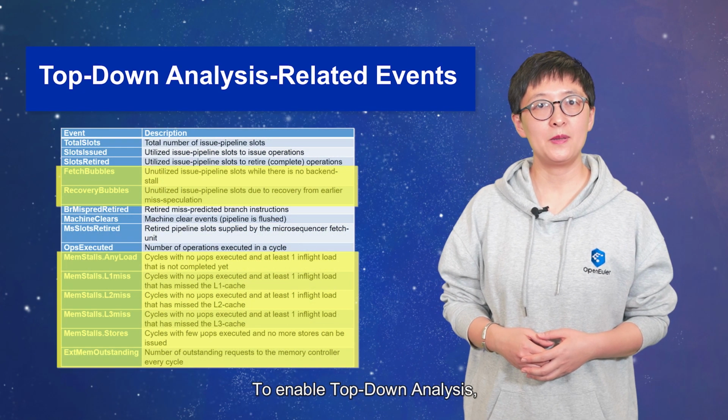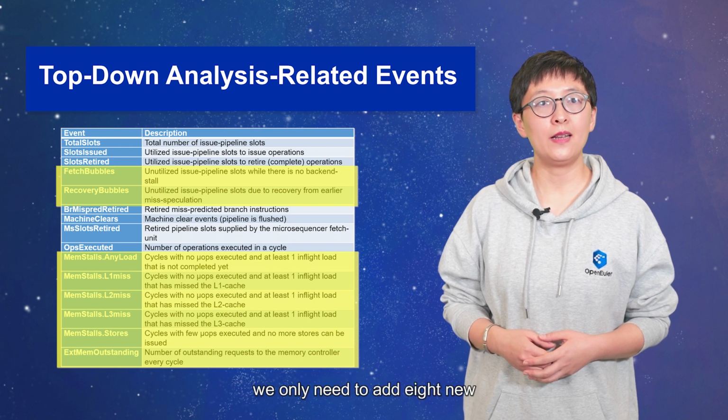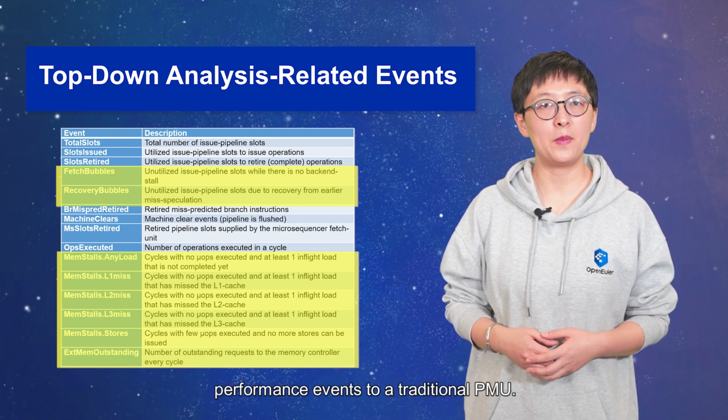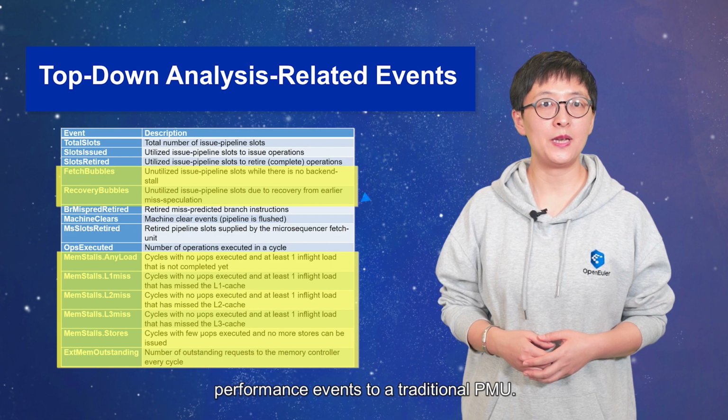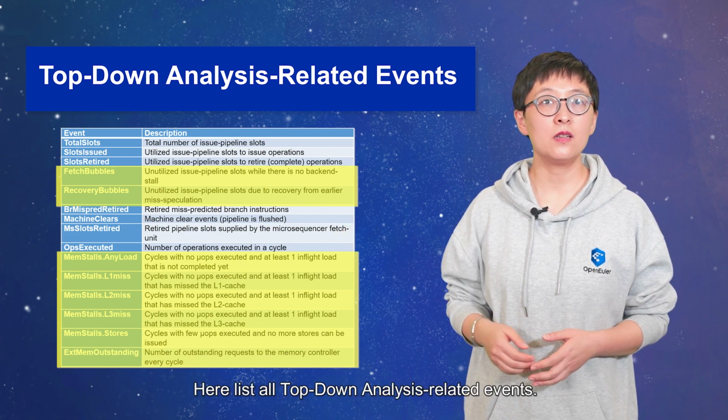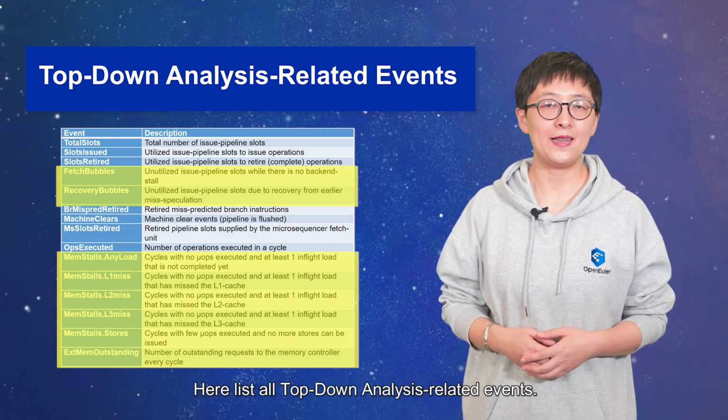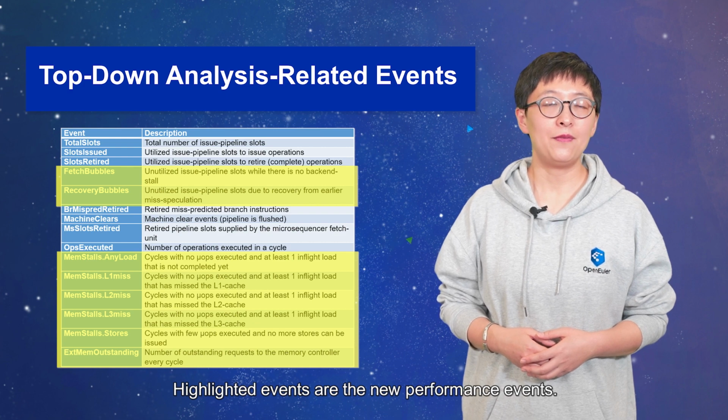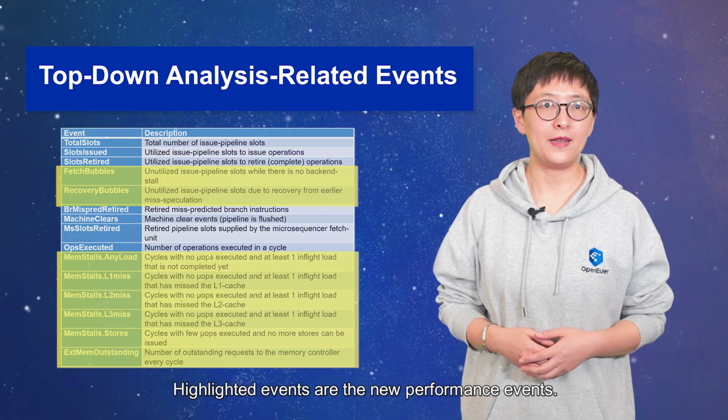To enable top-down analysis, we only need to add 8 new performance events to a traditional PMU. Here we list all top-down analysis-related events. Highlighted events are the new performance events.